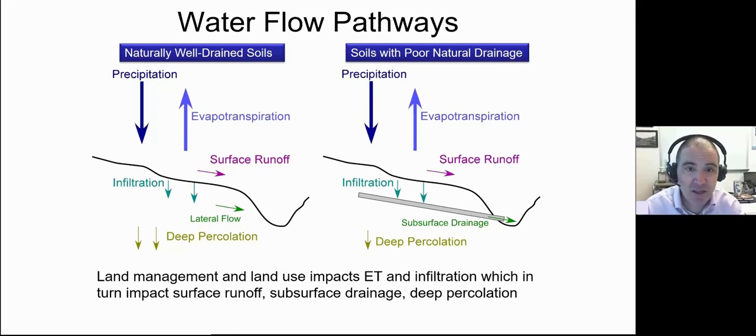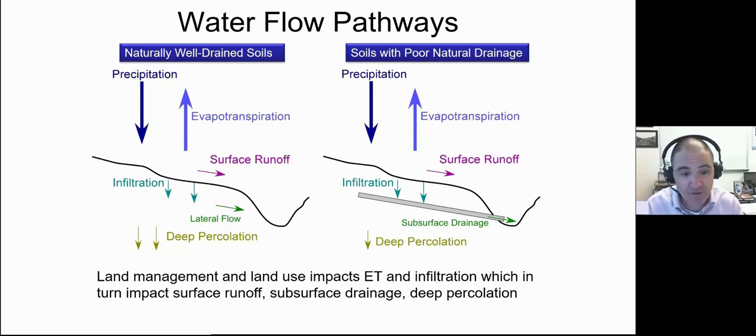So this illustration here is looking at, on the left, an illustration maybe of a more naturally well-drained system where we don't have artificial subsurface drainage. And then on the right is a system that has soils with poor natural drainage, and we've put in that subsurface drainage to help us with reducing that water table, reducing excess water stress on the crop, as you've heard about in other modules of this program.